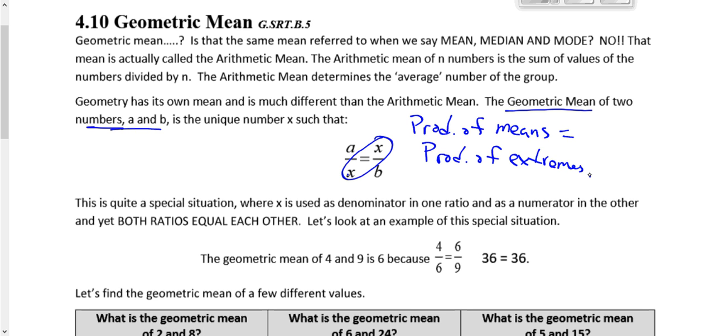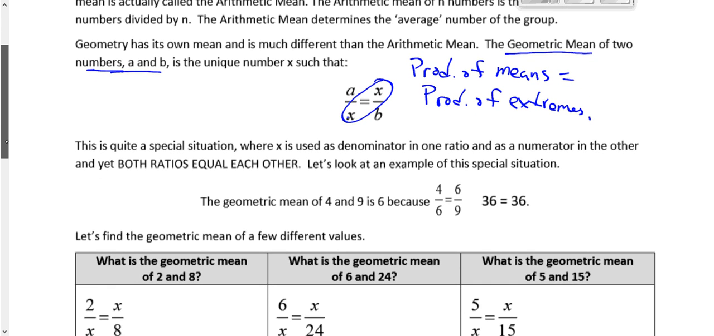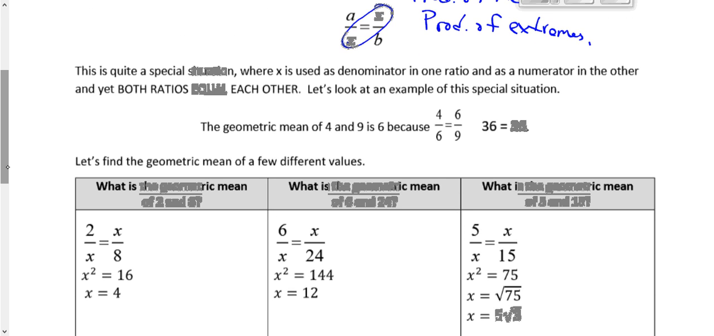Okay, so let's look at some examples of finding the geometric mean. Here, the geometric mean between 4 and 9, they're claiming it's 6. If we put the 4 and the 9 here, and the geometric mean, they say, is 6 and 6, let's cross multiply. 6 times 6 is what? What's 4 times 9? So it works out. 6 is the geometric mean.